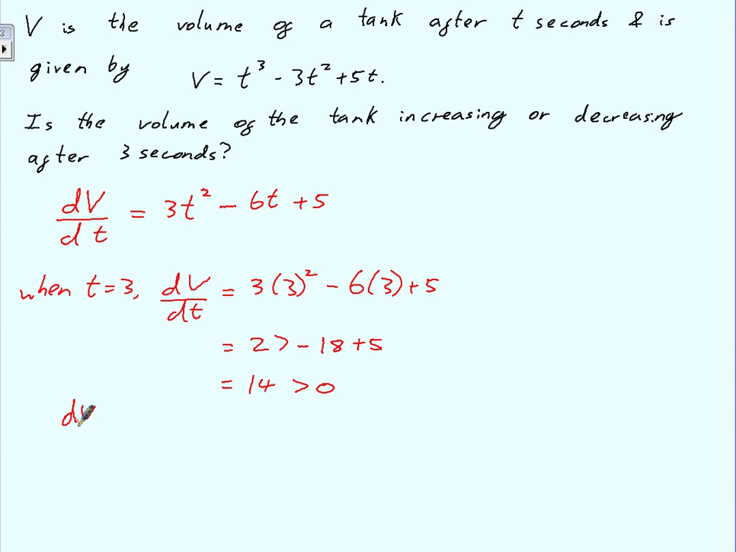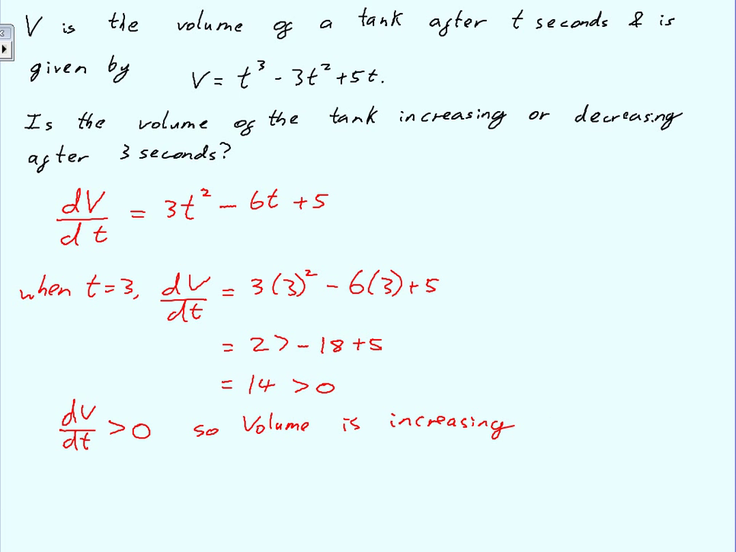So we know that dv by dt is greater than 0, the rate of change is greater than 0, so the volume is increasing. So when the gradient is positive, it means that the original thing is increasing, and if the gradient had been negative, then it would have been decreasing.